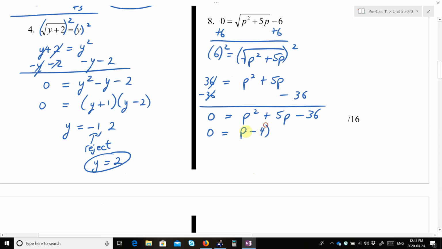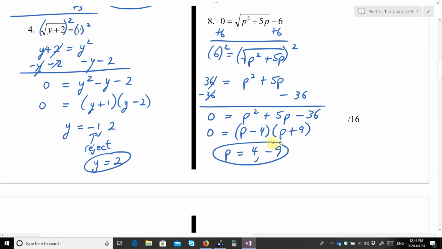p minus 4 times p plus 9. So the answers are possibly 4 and negative 9. Okay, and they both work. Go and check them back in the equation.